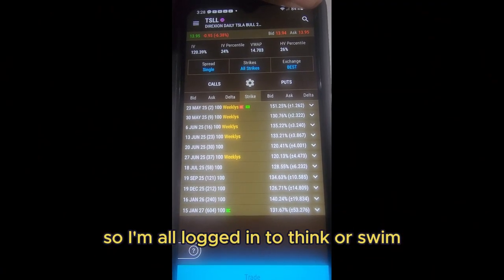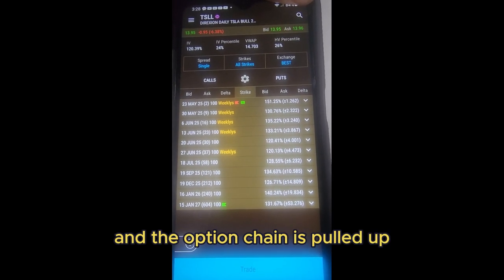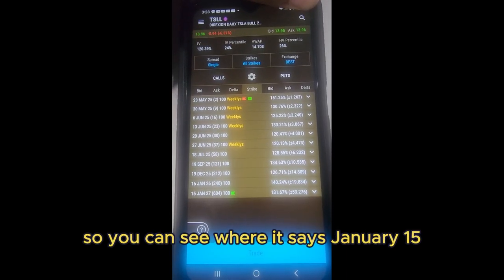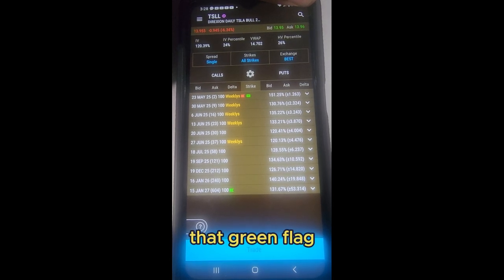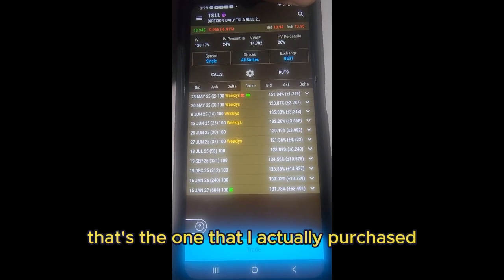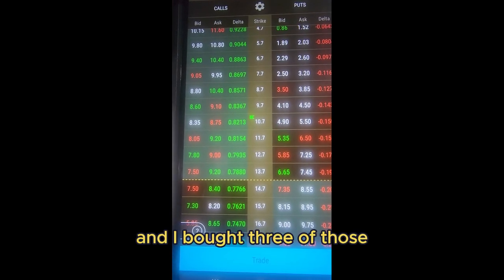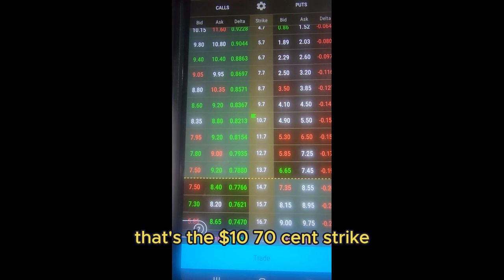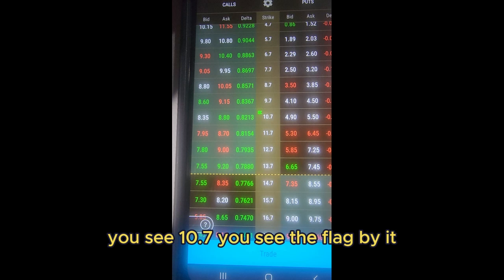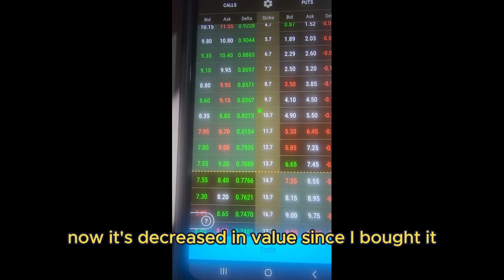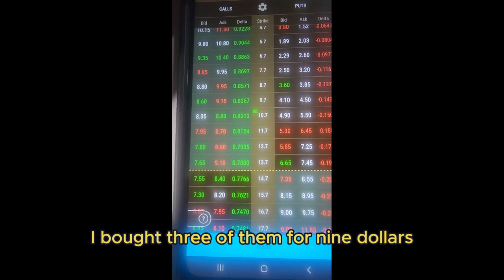I've gone to Thinkorswim, and I'm on the ticker TSLL, and the option chain is pulled up. You can see where it says January 27. That green flag, that's the one that I actually purchased. So I'm going to pull that up real quick. I bought 3 of those, that's the $10.70 strike. You see 10.7, you see the flag by it. Now, it's decreased in value since I bought it though. I bought 3 of them for $9.35.